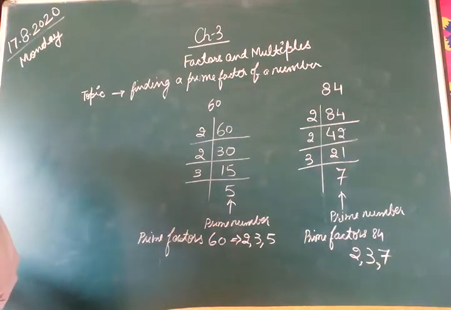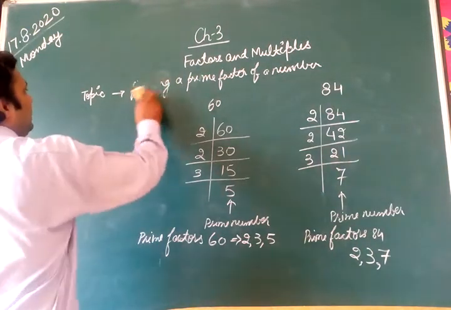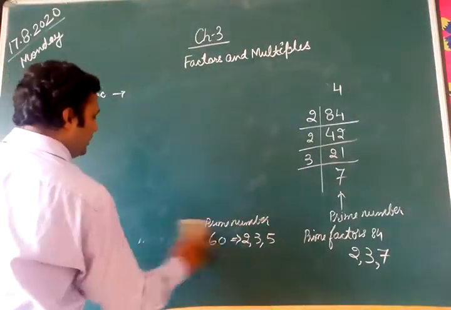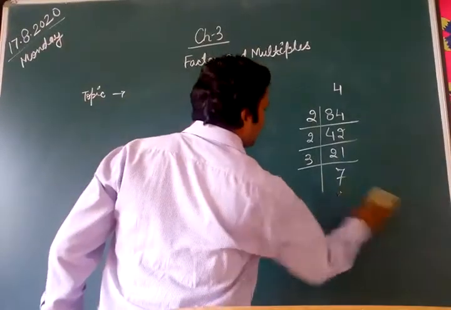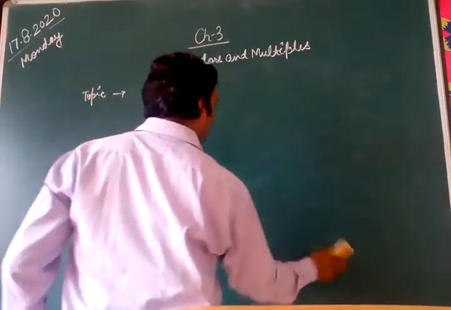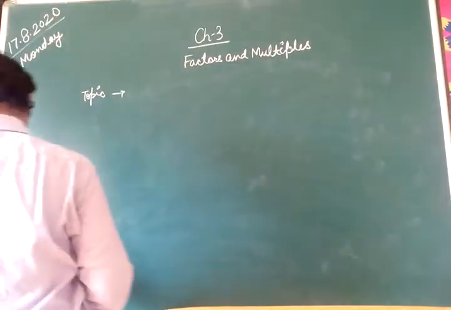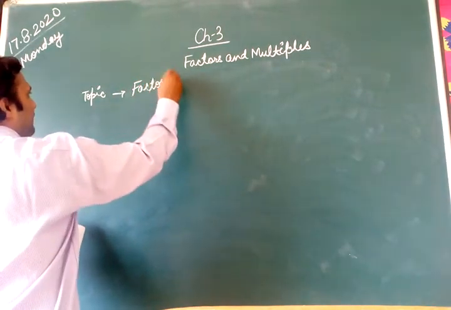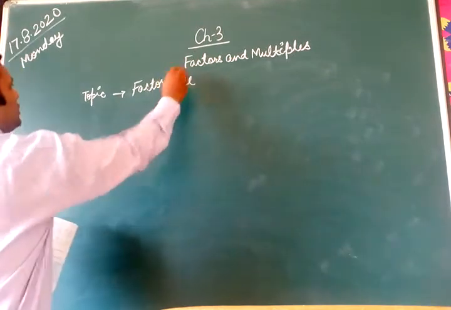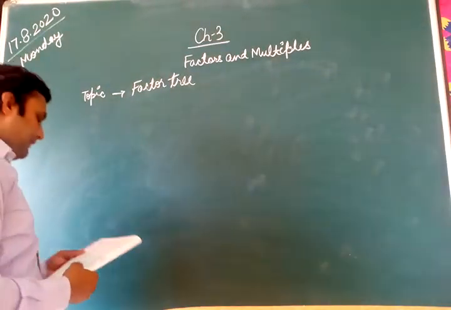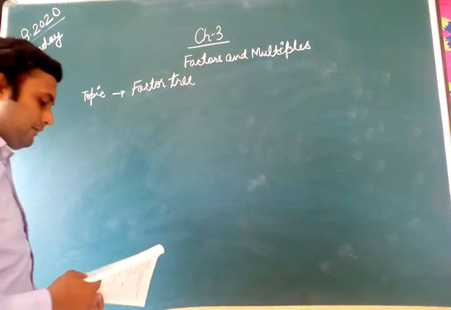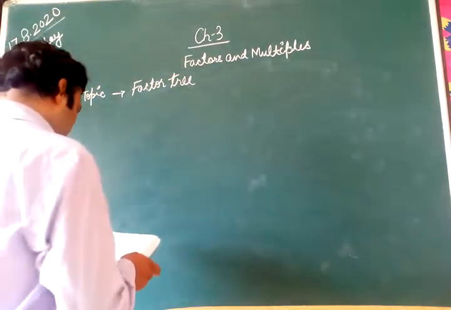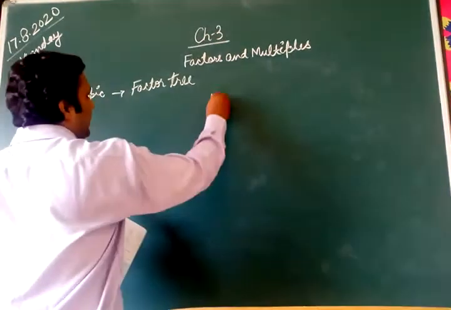Next is the factor tree. With the help of a factor tree, you can find out the factors of a particular number which is given to you. The prime factors of a number can be found by factorization in pictorial form. We call it the factor tree. Suppose a number is there, and we have to find its prime factors.